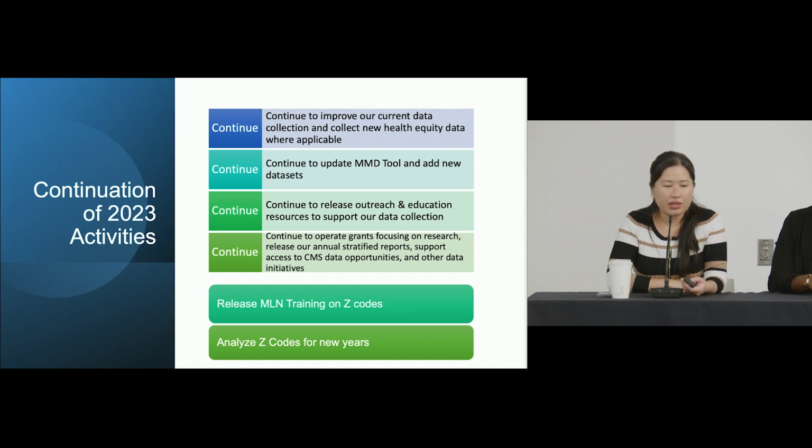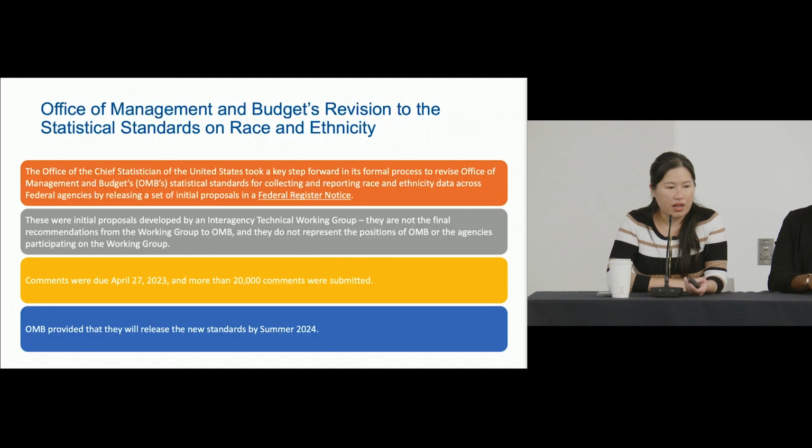The other two new things that we hope to do is to release an MLN training on Z codes, again, to support our data analytics as well as the infographics, and looking into analyzing the Z codes for the new years. And the biggest thing we'll probably be working on, as some of you may know, is the new guidance from OMB on the revisions of statistical standards for race and ethnicity.